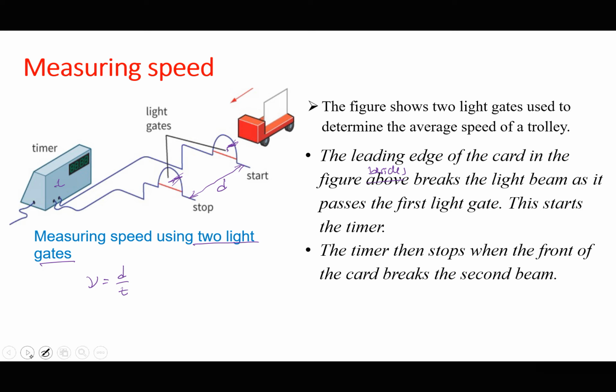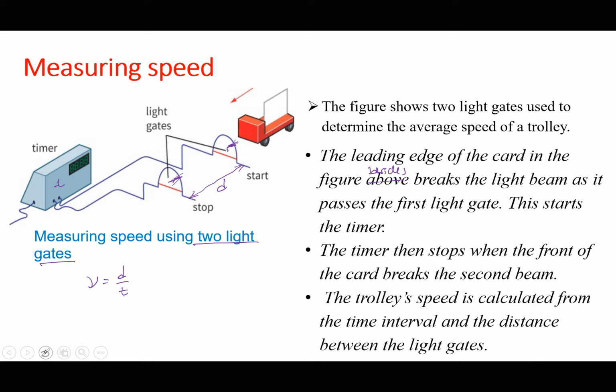And therefore, the trolley's speed is calculated from the time interval and the distance between the light gates. If I know the distance between the light gates and the time interval between the first light gate and the second light gate, then I can obtain the average speed from distance over time. If you have light gates in your laboratory, you can try to perform this, but I can show you this in a simple demonstration here.